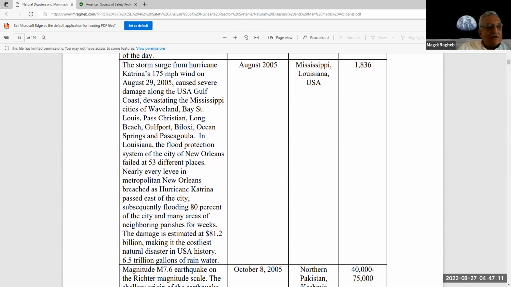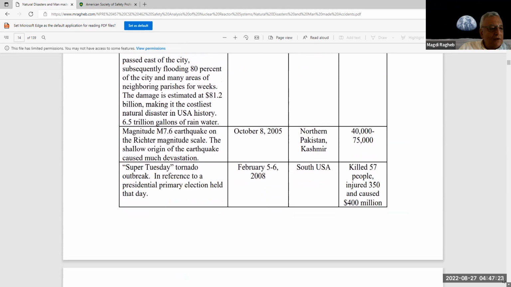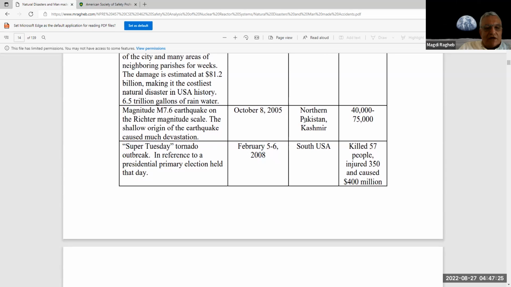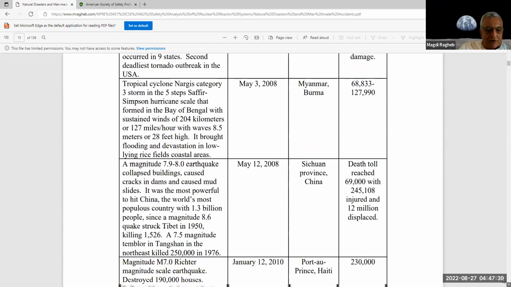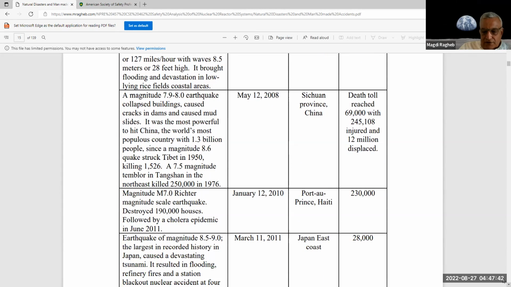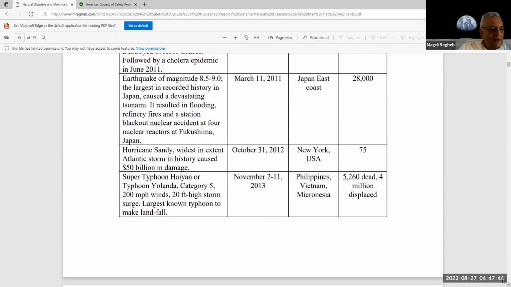In the United States, in our lifetime, in August 2005, Hurricane Katrina generated 175-mile-per-hour wind, and it caused the deaths of 1,836 people. In our lifetime, in Kashmir, Pakistan, 2005, 75,000 people. In the South United States in 2008, a Super Tuesday tornado, just many of them happened that day. And I'll go to the end here because we have only 3 minutes left.